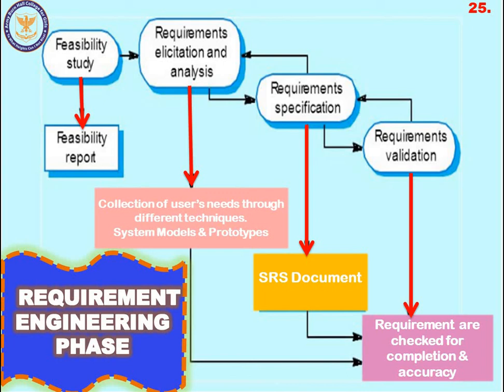Then requirement validation. In requirement validation, customer requirements are checked for their completion and accuracy, for their practicality. In requirement specification, the SRS document is actually created. The software requirement specification document is created, in which all the gathered and validated requirements are listed and noted.